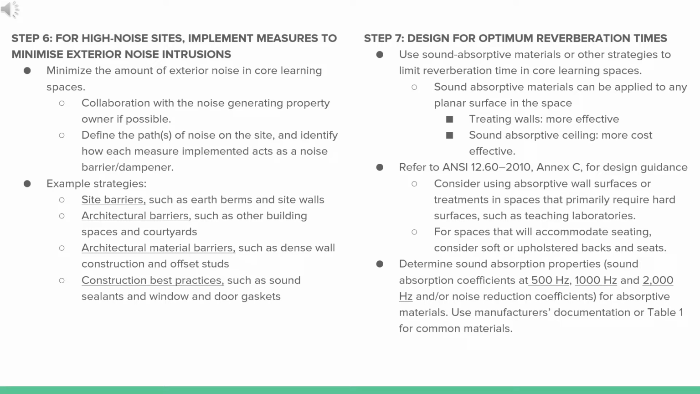Refer to ANSI S12.60-2010 Annex C for design guidance. Determine sound absorption properties with coefficients set at 500 Hz, 1000 Hz, and 2000 Hz, and/or noise reduction coefficients for absorptive materials. Use the manufacturer's documents or Table 1 in the upcoming slide for common materials.